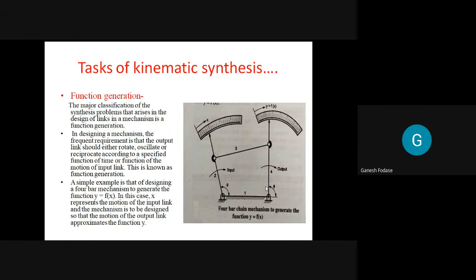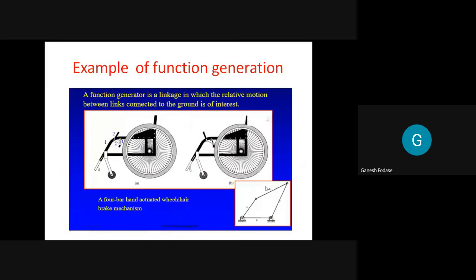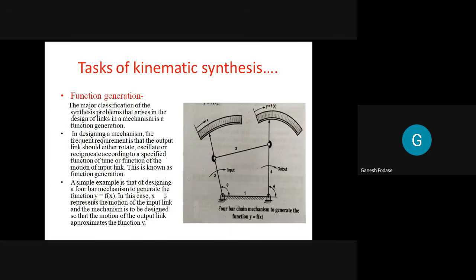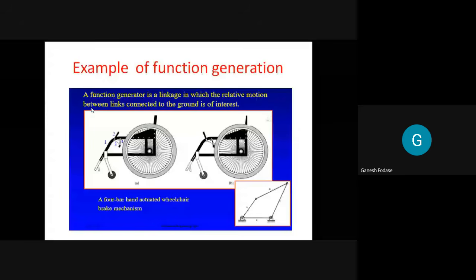Now let's talk about some examples of function generation problems. This is one example. Go through this carefully. You can see that function generation is basically related to links connected to the fixed link. Let's say 4 is connected to the fixed link, and 2 is connected to the fixed link. The 4th one is the output motion and 2 is the input motion, where output is a function of the input link. A function generator is a linkage in which the relative motion between the links connected to the ground is of interest.